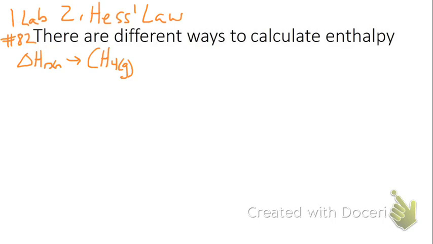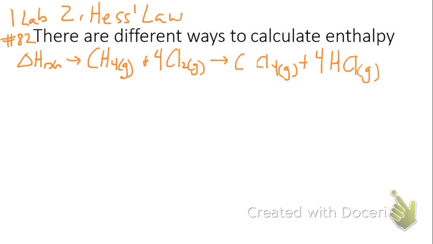So methane gas plus chlorine gas makes carbon tetrachloride. Had an extra C in there. Gas plus hydrochloric gas. We want to know the delta H of this reaction, but it's really hard to go into the lab to do this type of experiment to calculate the energy change, so there has to be a different way to do it.